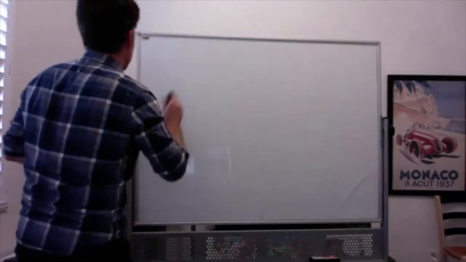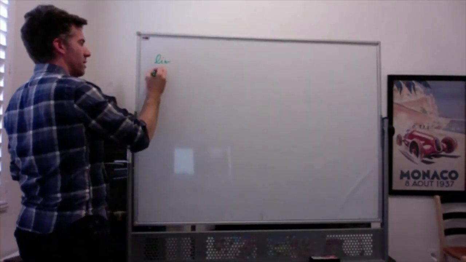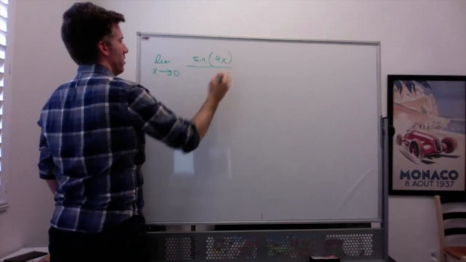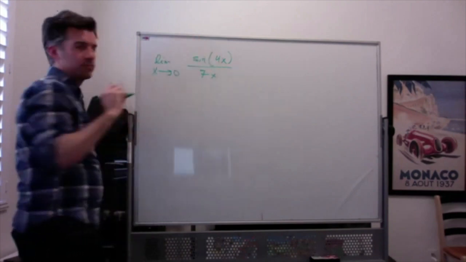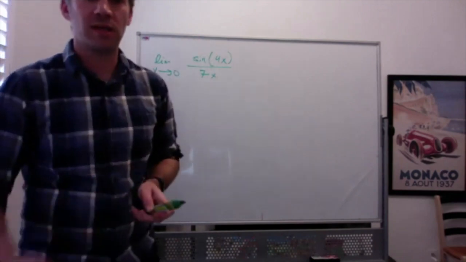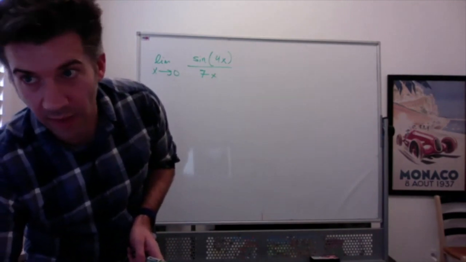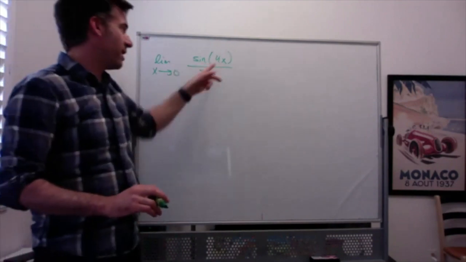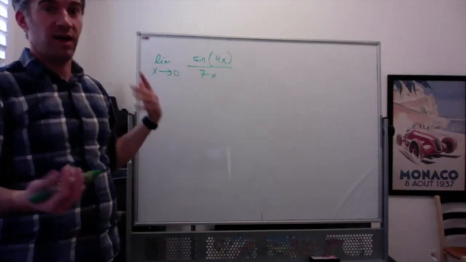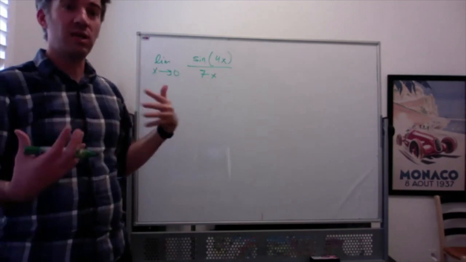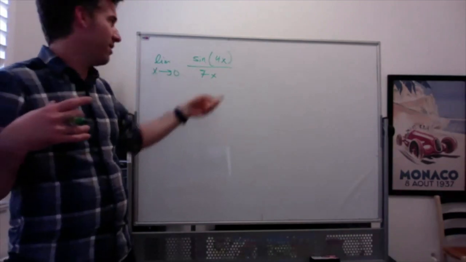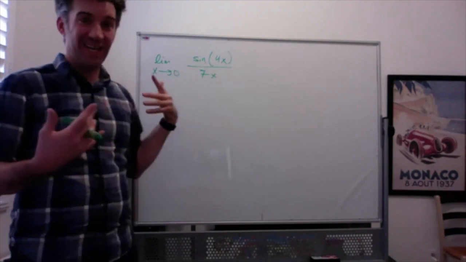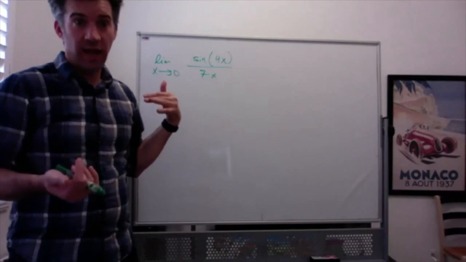Like this limit: the limit as x goes to 0 of sine of 4x over 7x. Here I've mostly got what I need. Both 4x and 7x are going to 0, so I've got a sine of 0 over 0. The issue here is the other thing. It's not that they're not going to 0, it's that they're not the same. I really wish I had sine of 4x over 4x. And so that's what I'm going to do.